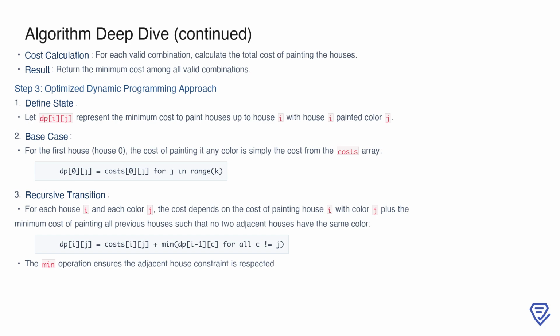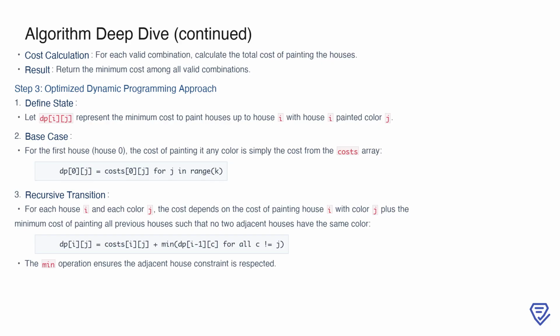We start by defining our state. dp[i][j] represents the minimum cost to paint houses up to house i, where house i is painted with color j. For the base case, when considering the first house, the cost of painting it any color is simply the cost given in the costs array. Mathematically, we can represent this as dp[0][j] equals costs[0][j] for all valid colors j.